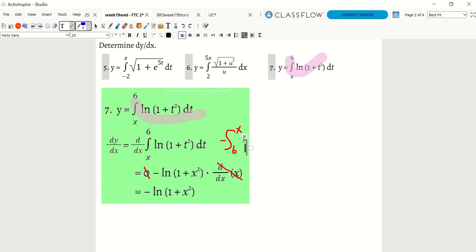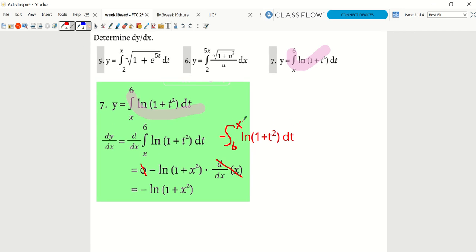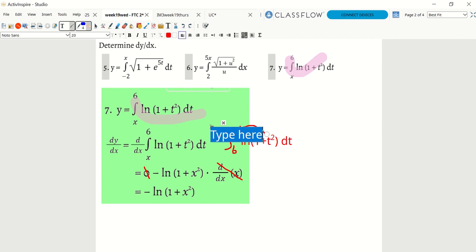I'm going to get ln of 1 plus t squared dt, like that. The x gets dropped in because there's the d/dx here.